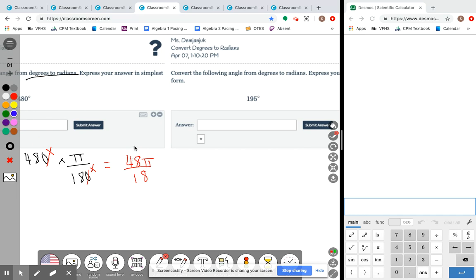When I look at this, I automatically notice that 48 and 18 are both divisible by 6. So in my numerator, the top 48 divided by 6, I am left with 8 pi. In my denominator, 18 divided by 6 leaves me with 3.